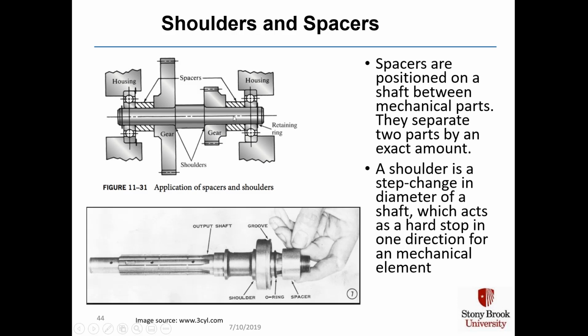Another way you can create a fixed location axially of gears is you put a step change in the diameter of a shaft. The step change is known as a shoulder, and it acts as a hard stop in one direction for a mechanical element. So here's your small gear, there's your large diameter gear. This large diameter gear cannot move to the right because of the existence of the shoulder in the shaft, and the small diameter gear cannot move to the left because of the existence of the other side of the shoulder.